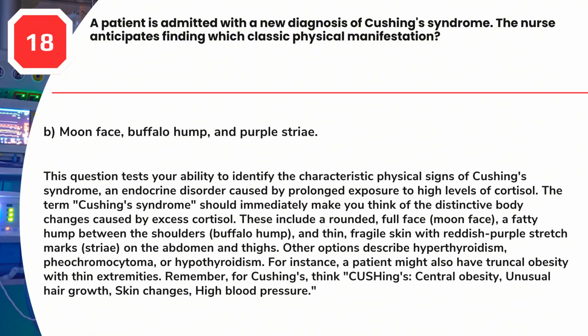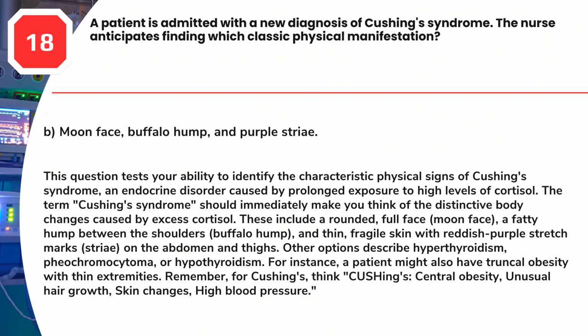Answer B. Moon face, buffalo hump, and purple striae. This question tests your ability to identify the characteristic physical signs of Cushing's syndrome, an endocrine disorder caused by prolonged exposure to high levels of cortisol. The term Cushing's syndrome should immediately make you think of the distinctive body changes caused by excess cortisol. These include a rounded, full face, moon face, a fatty hump between the shoulders, buffalo hump, and thin, fragile skin with reddish-purple stretch marks, striae, on the abdomen and thighs.